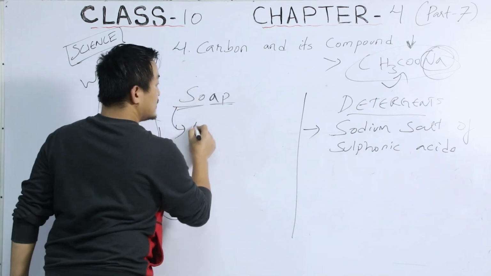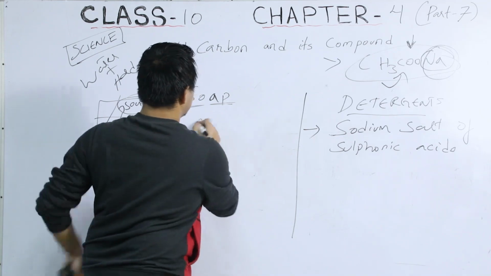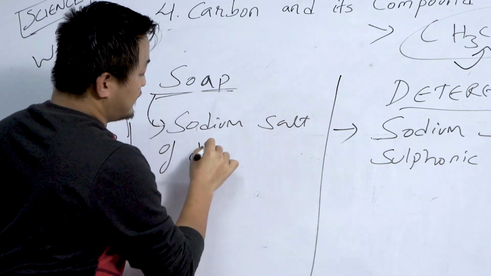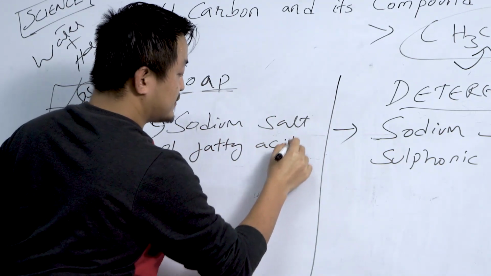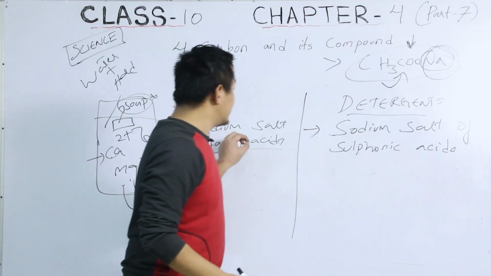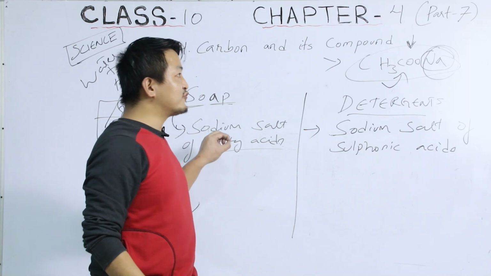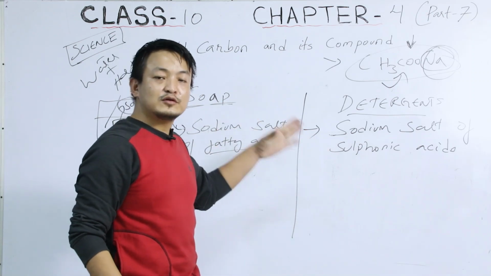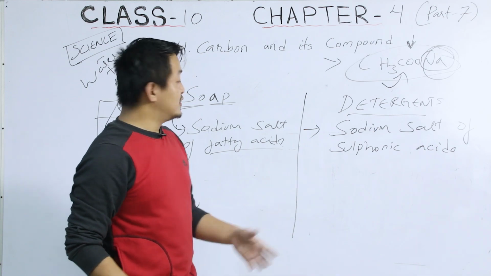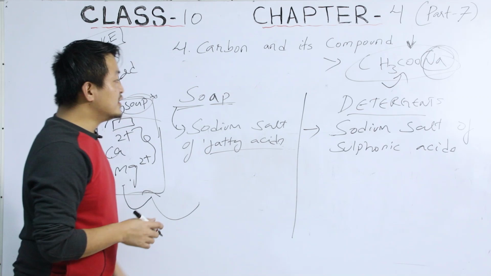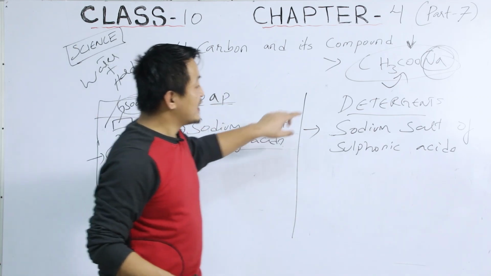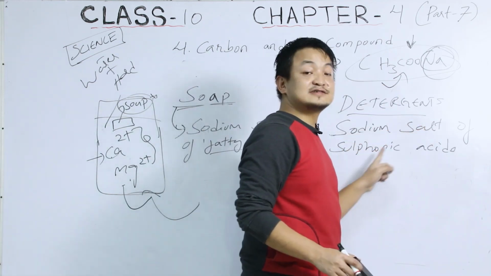Now soap is a sodium salt of fatty acid. When I say fatty acid, these acids are the oil that we get from vegetables, vegetable oil, or from pork fats and all; those are fatty acids. So the main difference between them is that soap is a sodium salt of fatty acids, and detergent is a sodium salt of sulfonic acid.